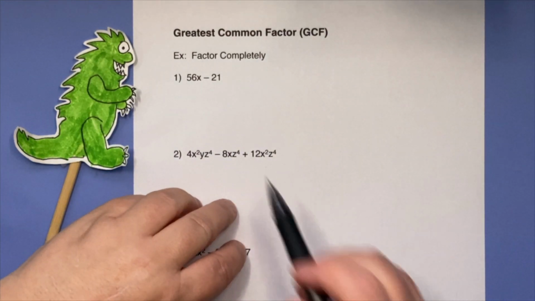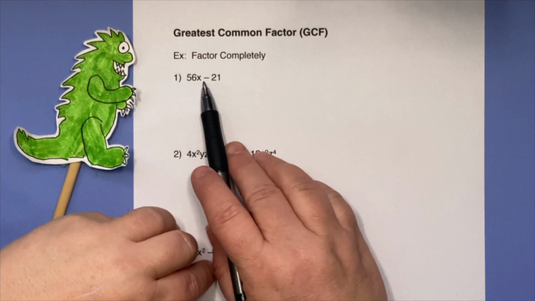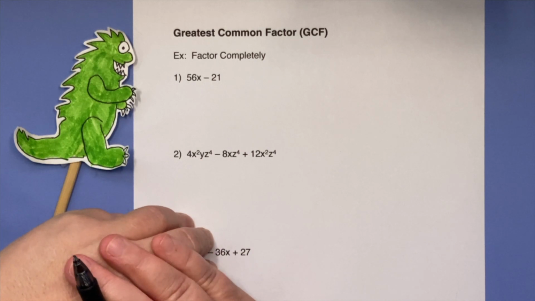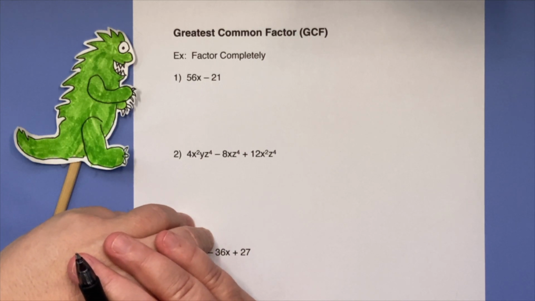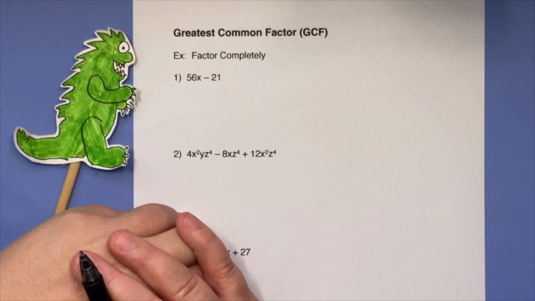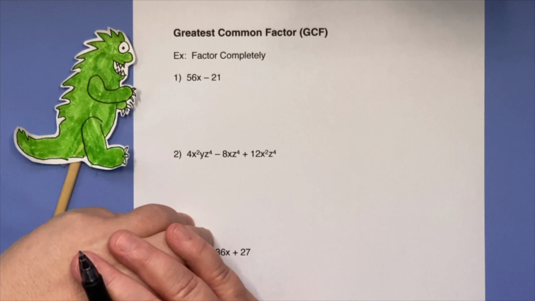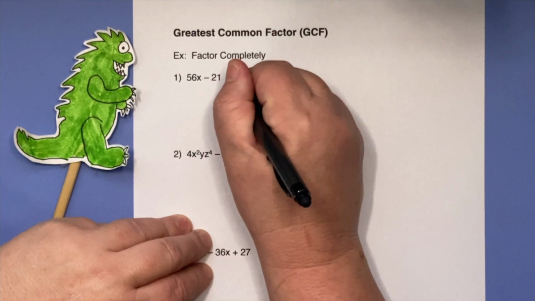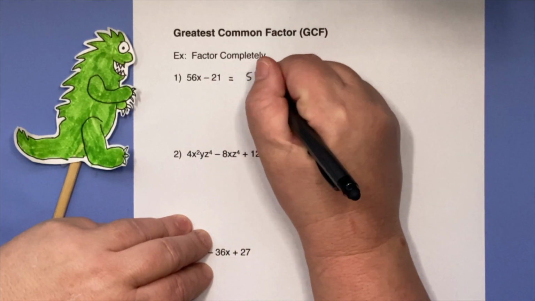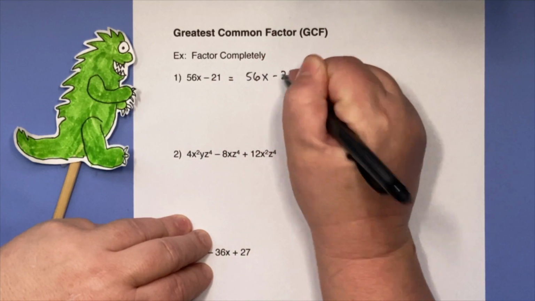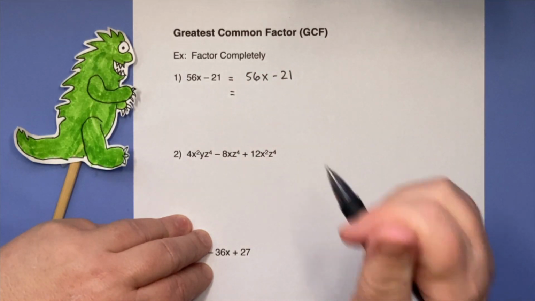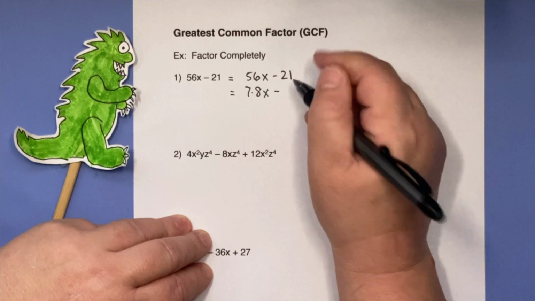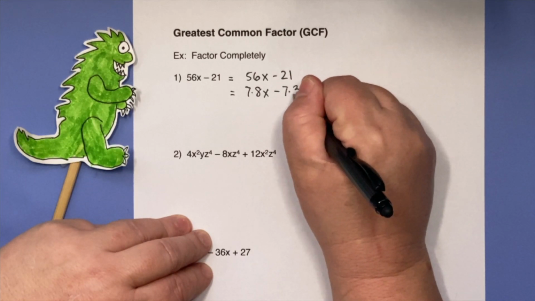Woohoo! Number 1, 56x minus 21. First thing you want to do is think about whether they have anything in common. If you're anything like me, you're looking at those two numbers going, I don't know if they have anything in common. So I'm going to break each one down. I happen to know that 56x, let me rewrite it, 56 is actually 7 times 8. And 21, wait a minute, is 7 times 3.